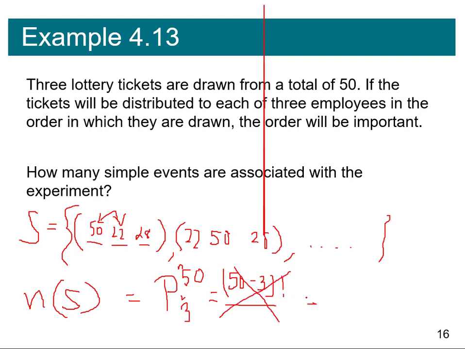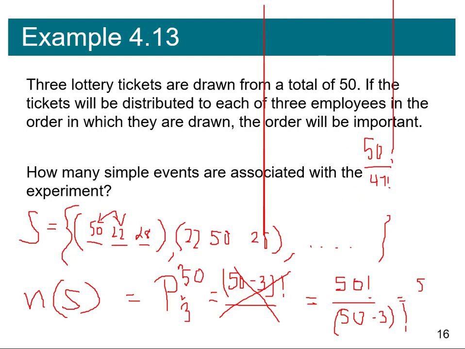It's equal to n factorial on the top, so it's just 50 factorial on top, and then what I wrote on top is actually on the bottom, 50 minus 3 factorial on the bottom. So that is 50 factorial over 47 factorial.